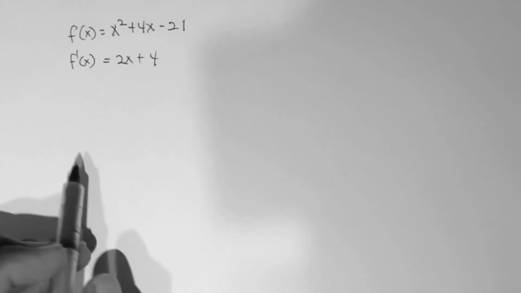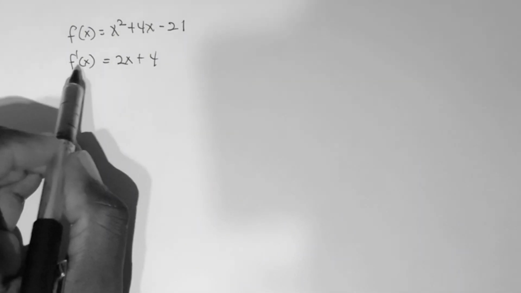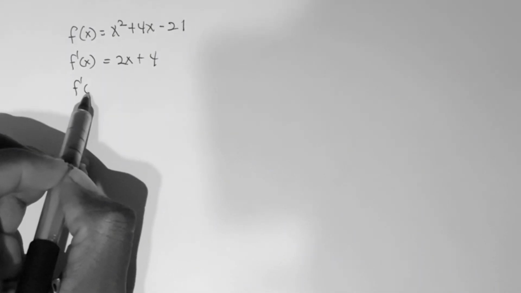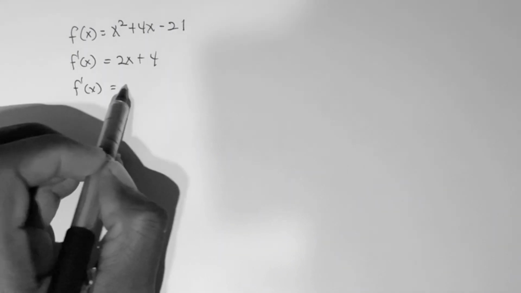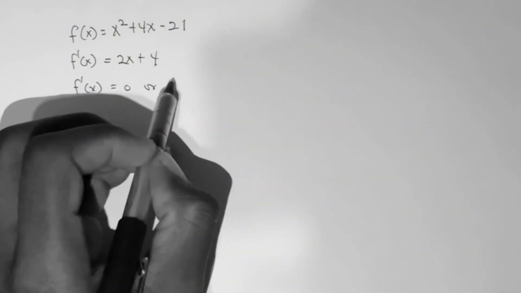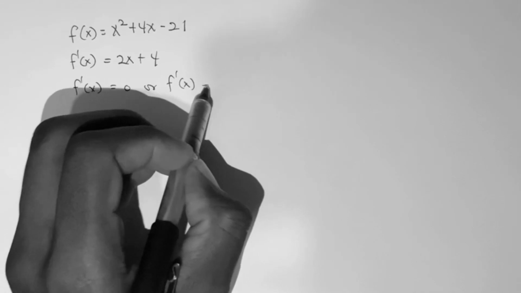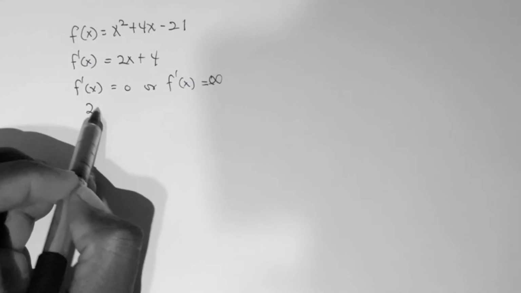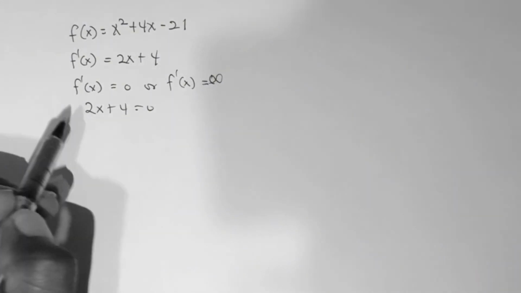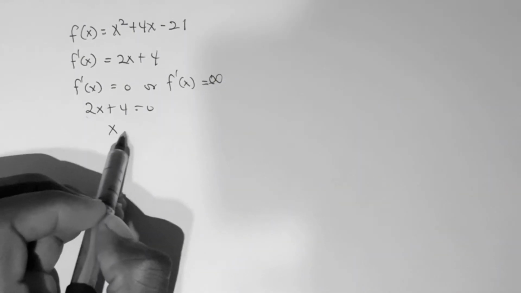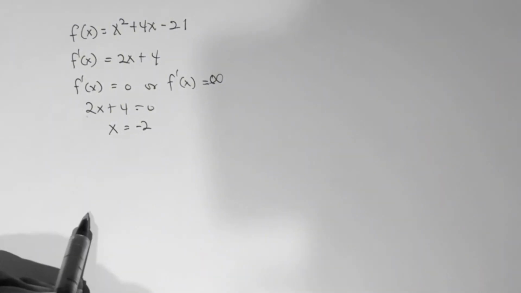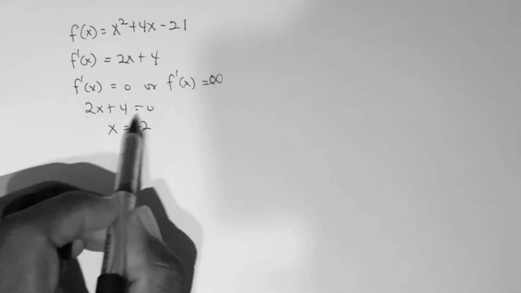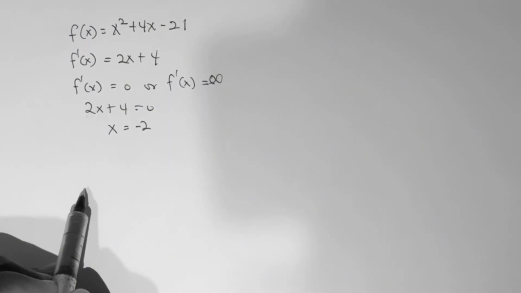So now let's find the critical point. The critical points are the points for which f prime of x is equal to 0 or f prime of x does not exist. So let's equate 2x plus 4 equals 0. In this case, we find that x is equal to minus 2. So minus 2 is a critical value.